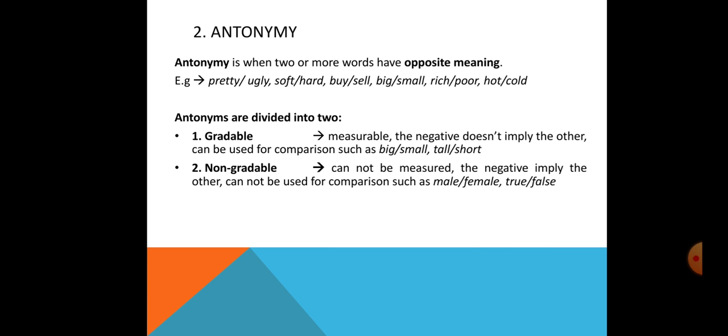And non-gradable. Non-gradable means it cannot be measured. The negative implies the other, and it cannot be used for comparison, such as male and female, and true and false. But gradable can be used for comparison, for example, bigger or smaller, taller or shorter. Meanwhile, non-gradable cannot be used for comparison.